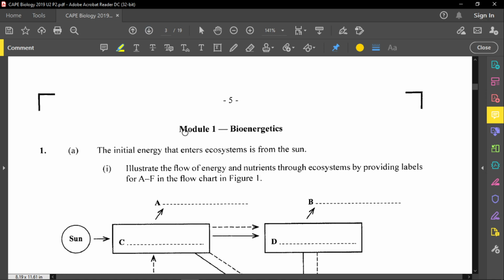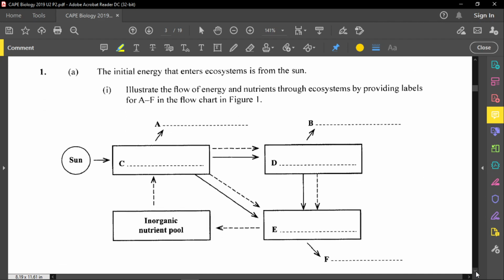The first question is from Module 1, which is Bioenergetics. The question states that the initial energy that enters ecosystems is from the sun. Part 1 is to illustrate the flow of energy and nutrients through ecosystems by providing labels for A to F in the flow chart in figure 1. Now let's observe, and then we're going to write our answers for this flow chart.